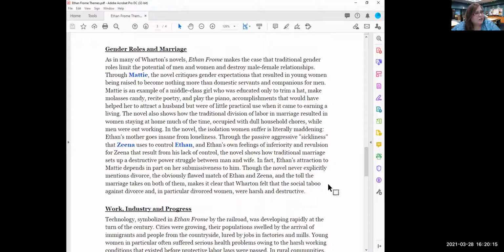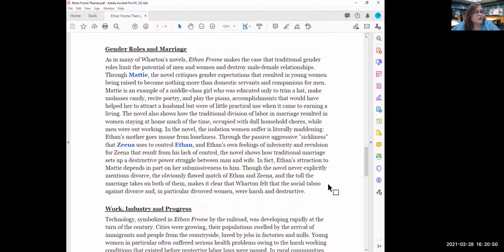Maddie is an example of a middle-class girl who was educated only to trim a hat, make molasses candy, recite poetry, and play the piano, accomplishments that would have helped her to attract a husband, but were of little practical use when it came to earning a living. The novel also shows how the traditional division of labor in marriage resulted in women staying at home much of the time, occupied with dull household chores, while men were out working. In the novel, the isolation women suffer is literally maddening.